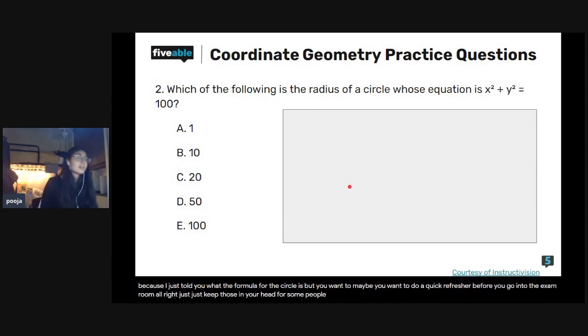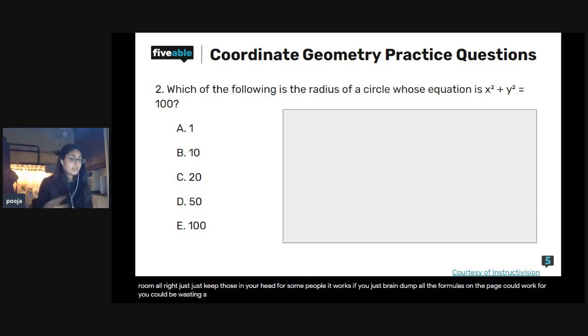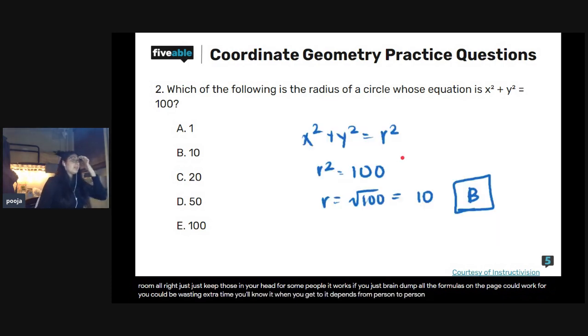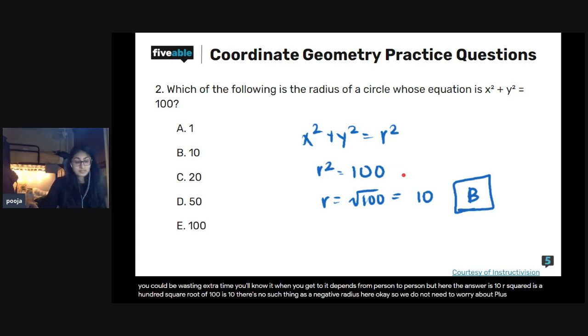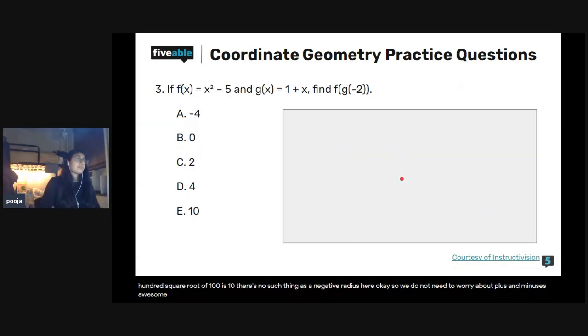For some people, it works if you just brain dump all the formulas on the page. Could work for you, could be wasting extra time. You'll know it when you get to it. Depends from person to person. But here, the answer is 10. R² is 100. Square root of 100 is 10. There's no such thing as a negative radius here. Okay, so we do not need to worry about plus minuses. Awesome. Last coordinate geometry question that doesn't even involve a shape or a graph. Give you a minute starting now.